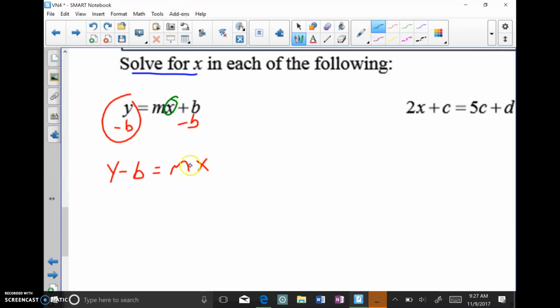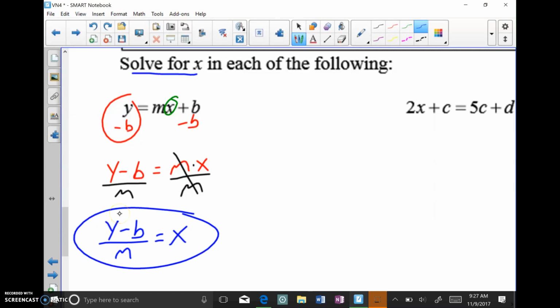And just like we always do when we have a coefficient, these are being multiplied, so the way I could get rid of that m is through division. So divide m. And the final answer here is y minus b over m equals x. That's it. X is now alone. Doesn't matter, it's on the right. You could reverse this whole thing if you want. Write it as x equals y minus b over m.